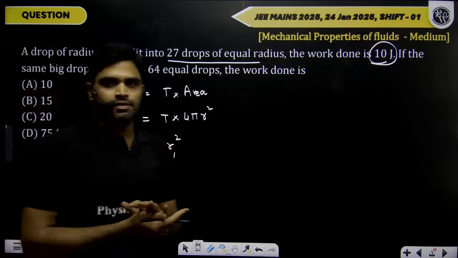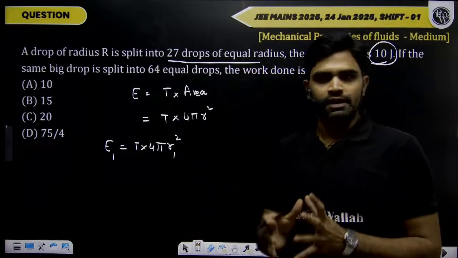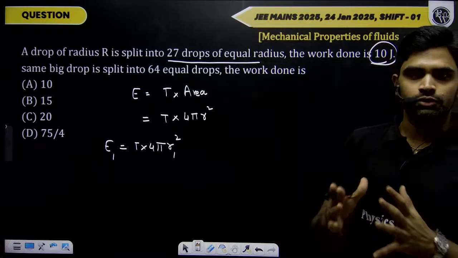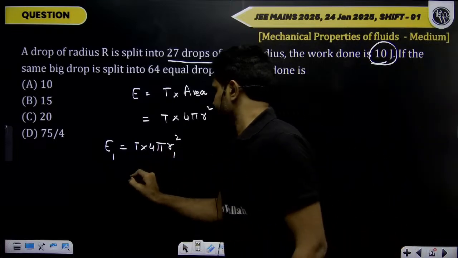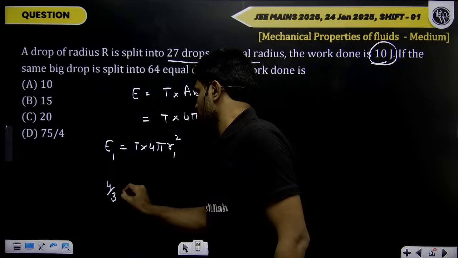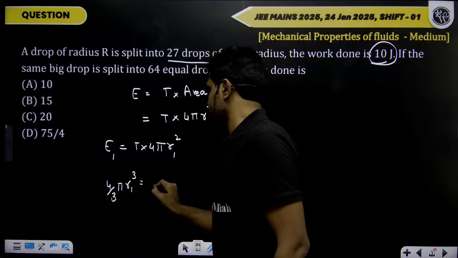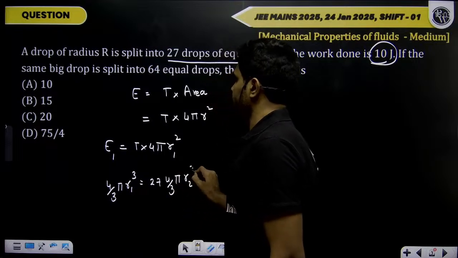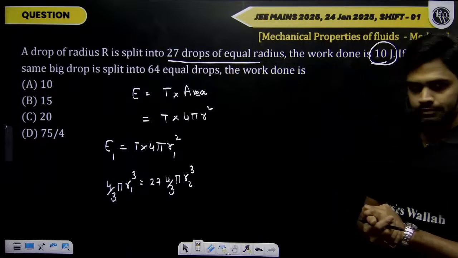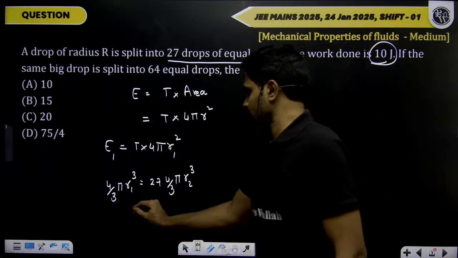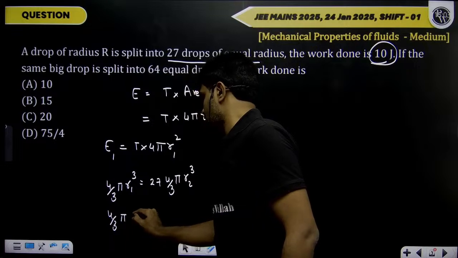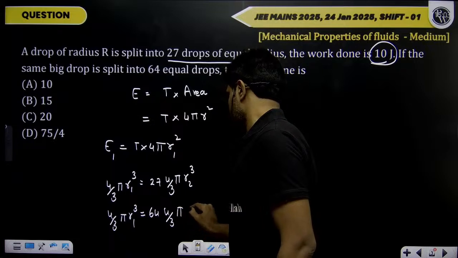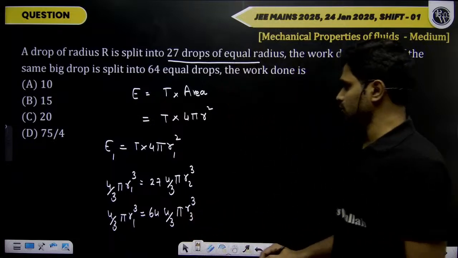Now the basic concept of this formula is equating the volumes. When a drop breaks into multiple droplets, the volume remains constant. So we need to conserve the volume. 4 by 3 pi R1 cube is 27 into 4 by 3 pi R2 cube, and 4 by 3 pi R1 cube is 64 into 4 by 3 pi R3 cube. So these are the two equations.